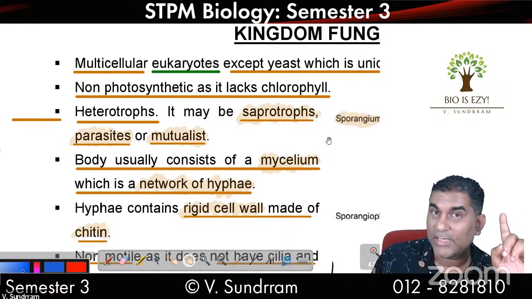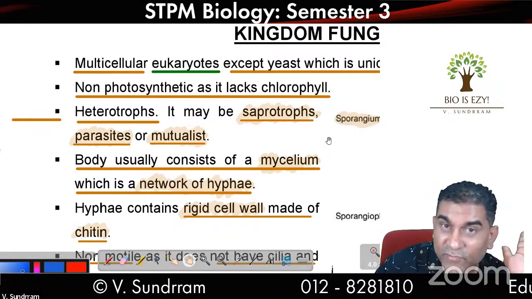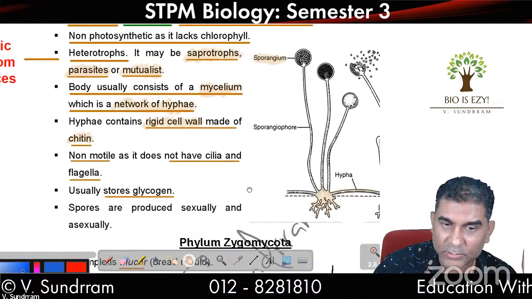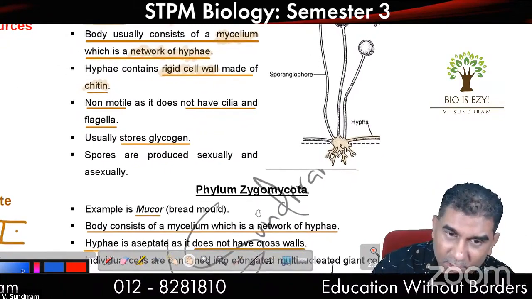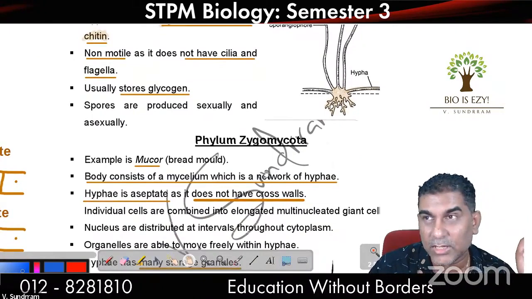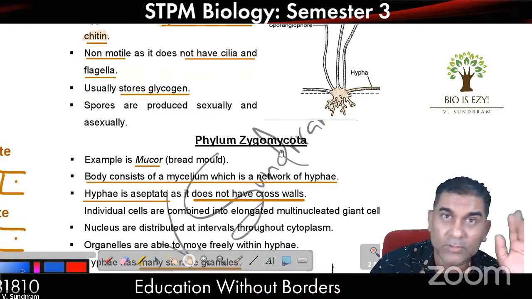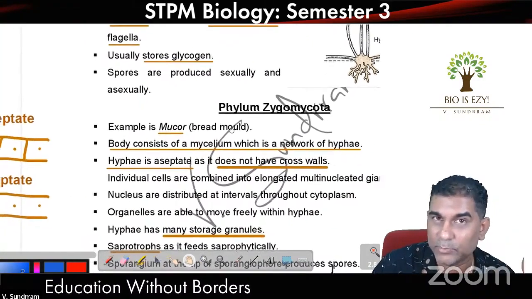Because for our syllabus, fungi only has one phylum, we can quickly finish off the fungi. There is supposed to be 3 phyla, but the syllabus mentions only one. So you know this enough. The other 2 are Basidiomycota and Ascomycota. The old syllabus needed to know them, now no need. The only example for our syllabus is Mucor.